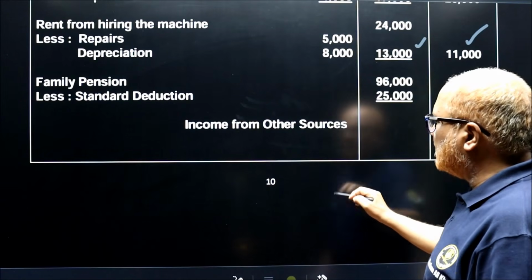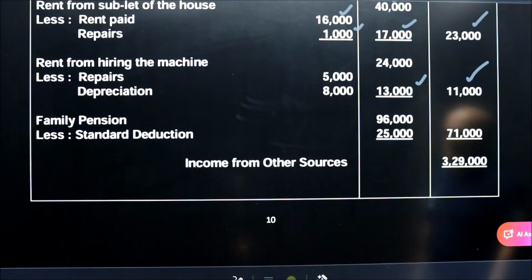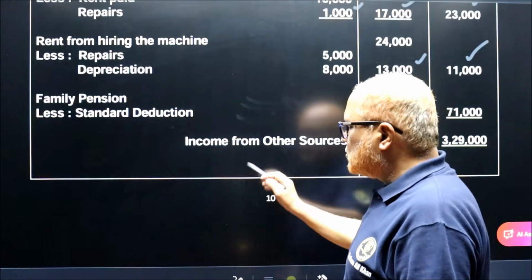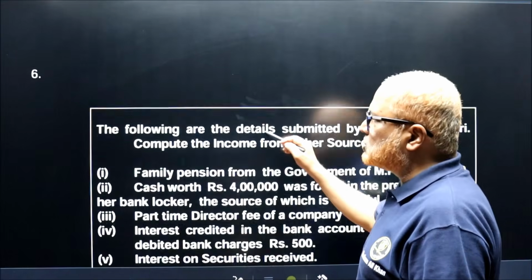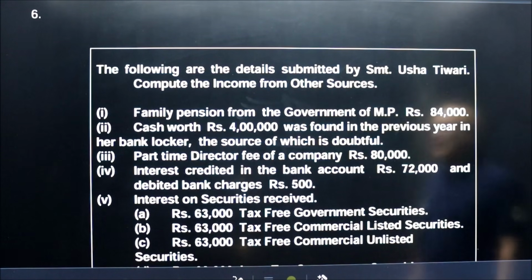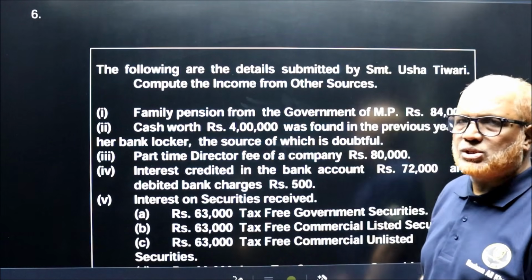So income from other sources is 3,29,000. That's it. So I have completed 5 problems. 6th problem. The following are the details submitted by Srimati Usha Tiwari. Compute the income from other sources.